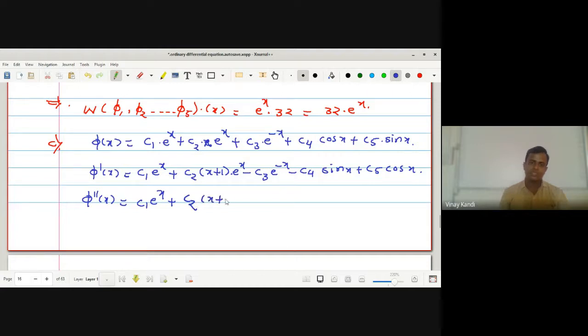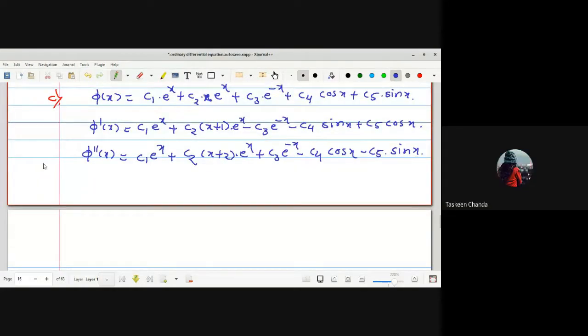Here comes x plus 2. Okay, do that later. Okay, plus C3 e raised to minus x minus C4 sin x; the derivative is cos x plus minus cos x, which gives minus sin x. So here we get C5 sin x. Okay, any doubt? No, sir.